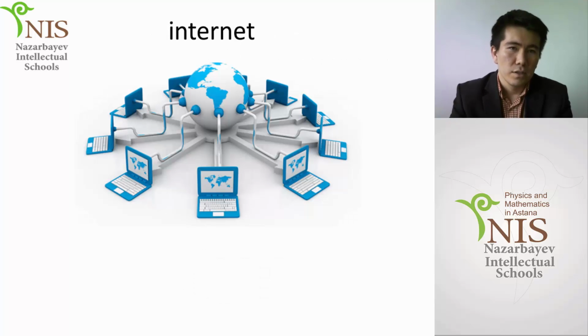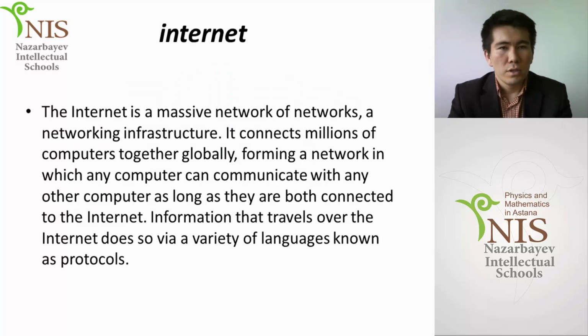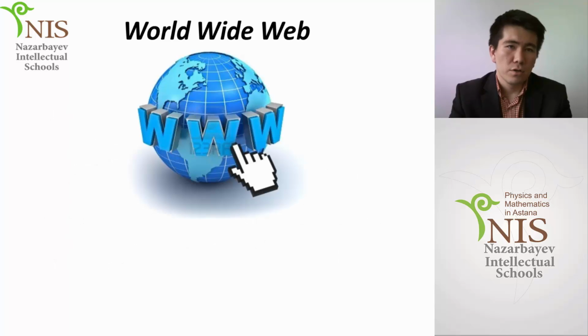What is Internet? So, Internet, as you all probably know, is a massive network of networks. It's a networking infrastructure. It connects millions of computers together globally, forming a network in which any computer can communicate with any other computers as long as they are both connected to the Internet. Information that travels over the Internet does so via a variety of languages known as protocols. And further, let's have a look.